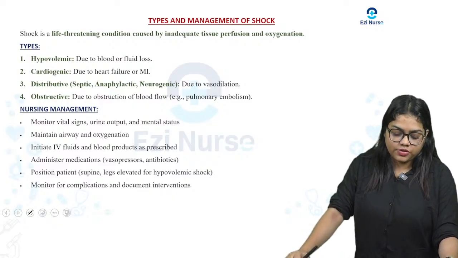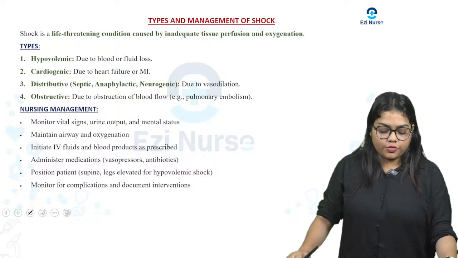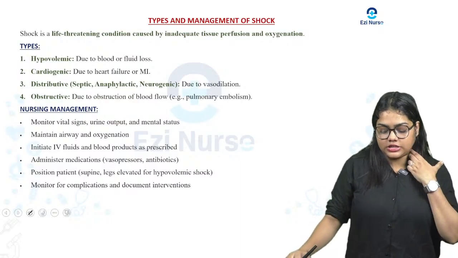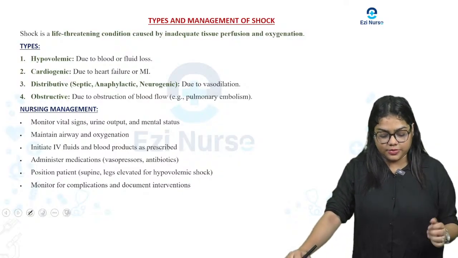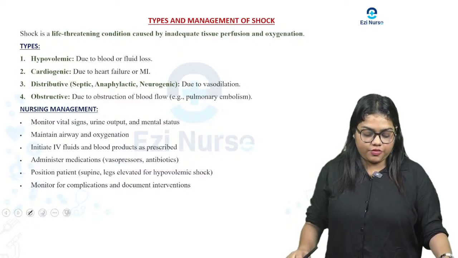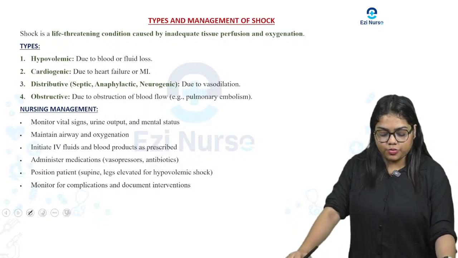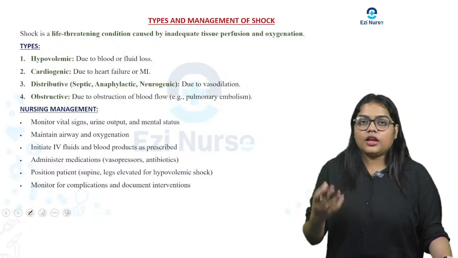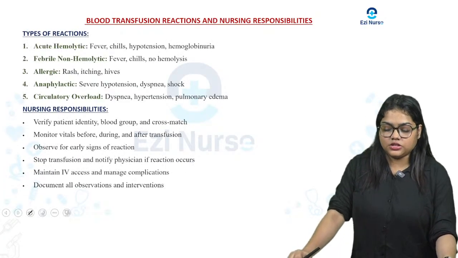For shock, we have to monitor the vital signs, urine output and mental status of the patient. We have to maintain the airway and oxygenation. We have to initiate IV fluids and blood products as prescribed. We have to administer medications such as vasopressors and antibiotics. For positioning, we can give supine with legs elevated for hypovolemic shock. For this kind of patient, we have to monitor for complications and document interventions as much as possible. The next is blood transfusion and reaction, and nursing responsibilities.